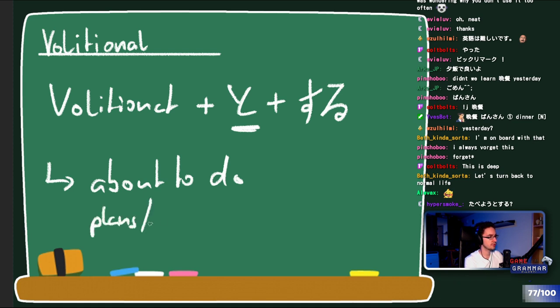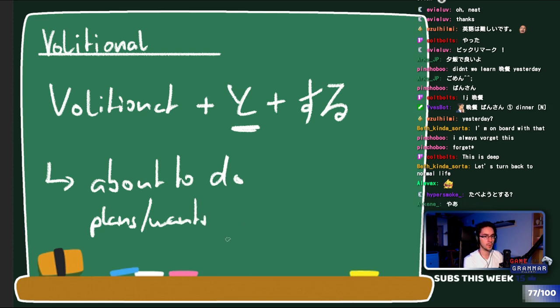Plans or wants to do. So, wants to, but not as much as in, like, tai. It's not like tabetai means I want to eat. We haven't learned that one yet, but it's not like wants to do. It's more like you look at someone and you're thinking in your head, oh, he wants to do that. Or, oh, he's about to do it. Like, he clearly looks like he wants to do it. That's the sort of usage that it has.